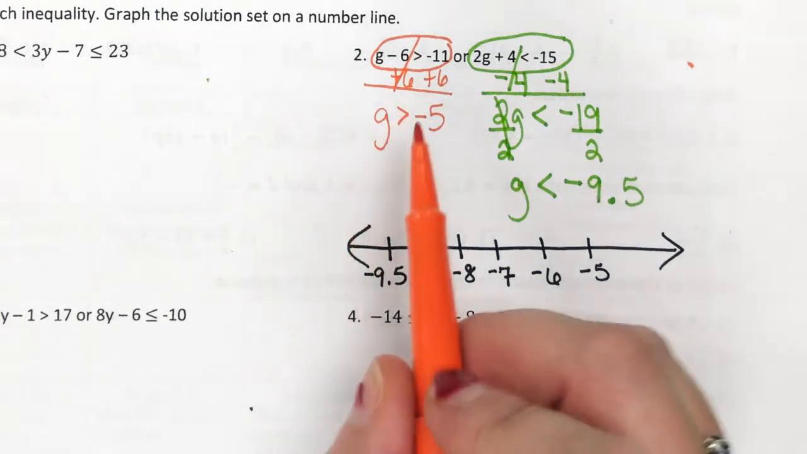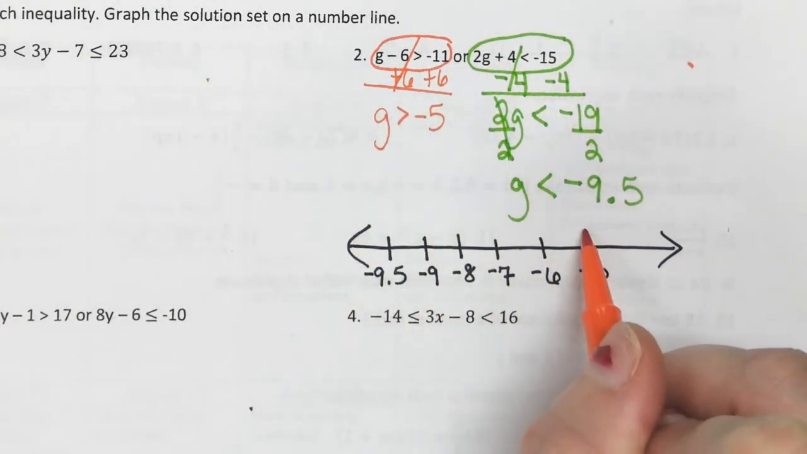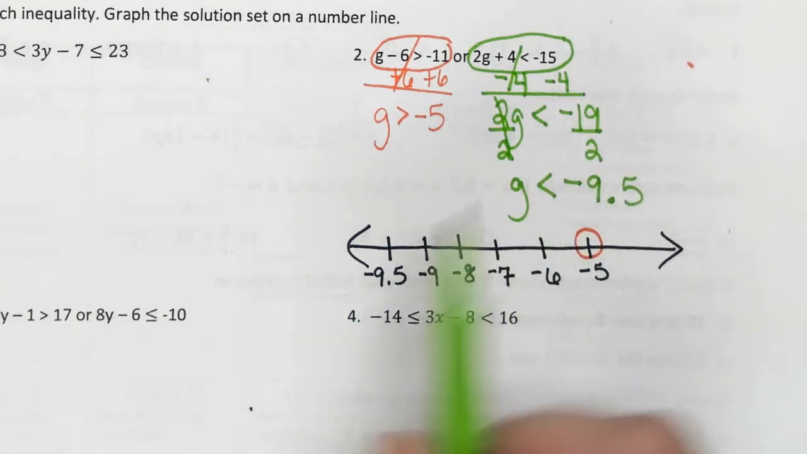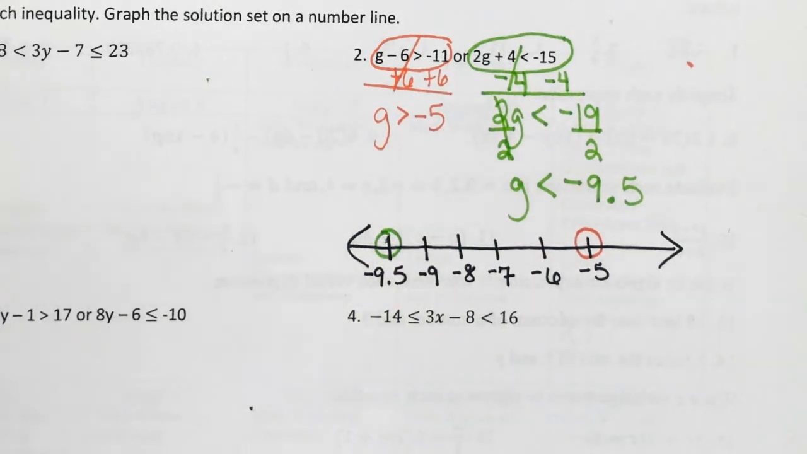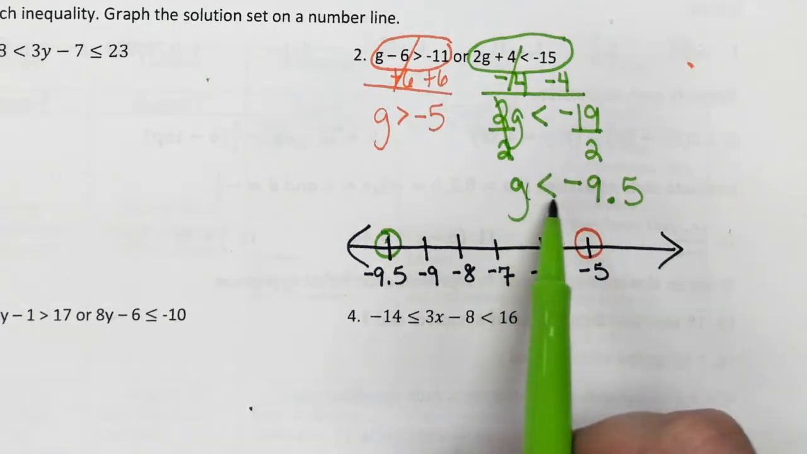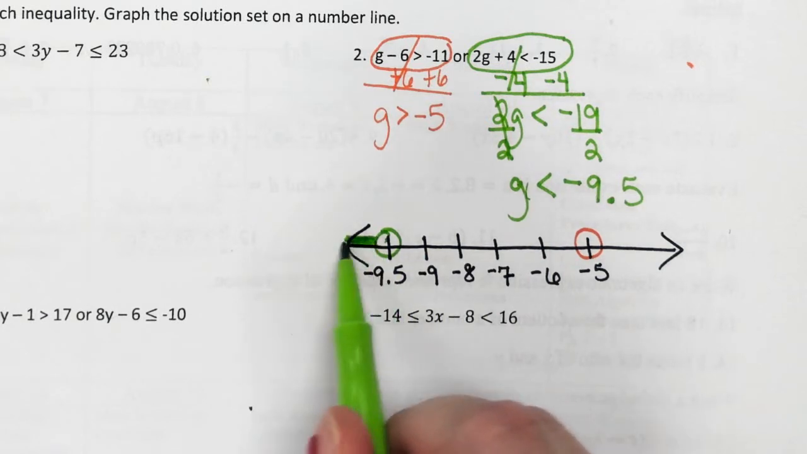Alright, what about negative 5? What kind of dot does he get? Open, yeah. And then what about negative 9.5? What does he get? Yep. Alright, look at what it says. So negative 9.5, how am I going to shade for that one? Which way? To the left. So I'm going to find the negative 9.5, and I'm going to shade to the left of that one, okay?